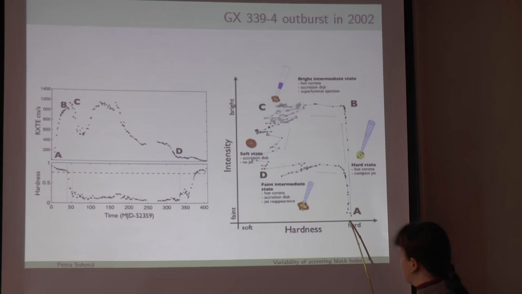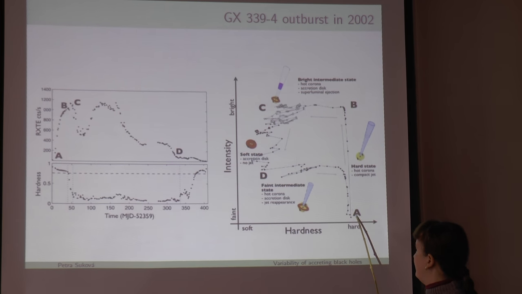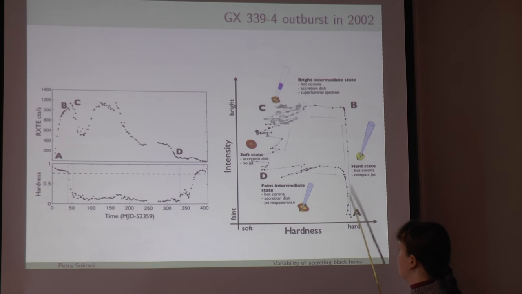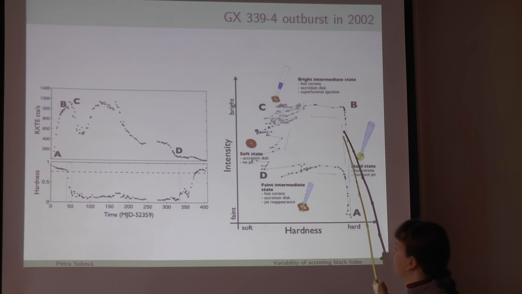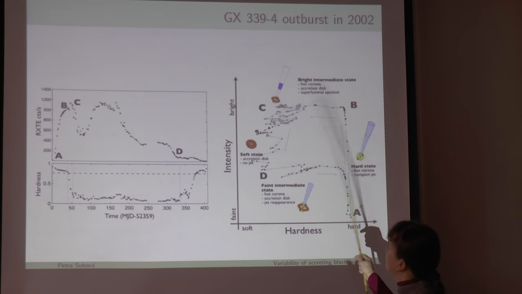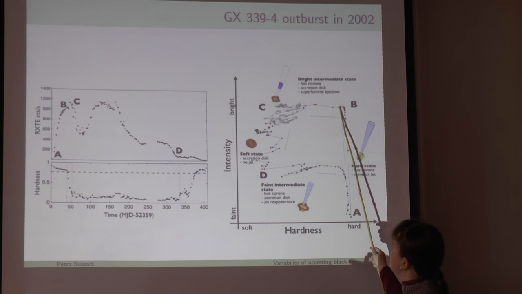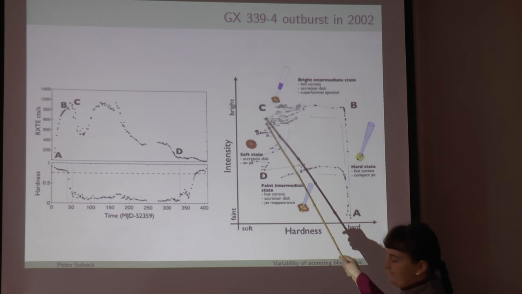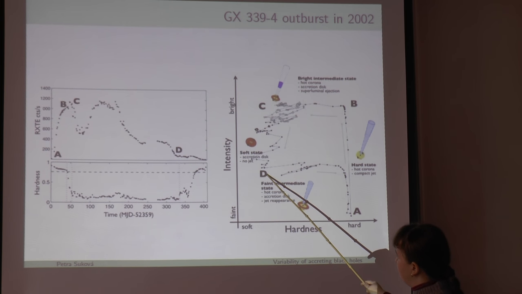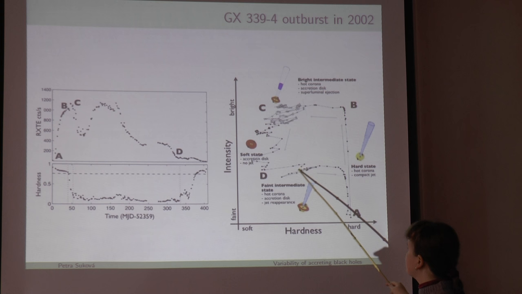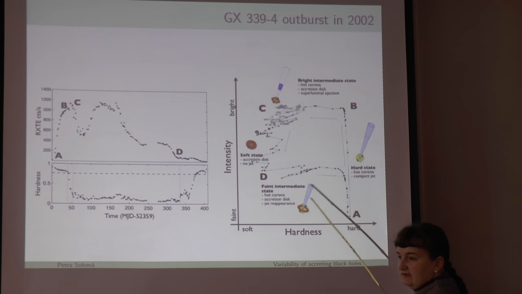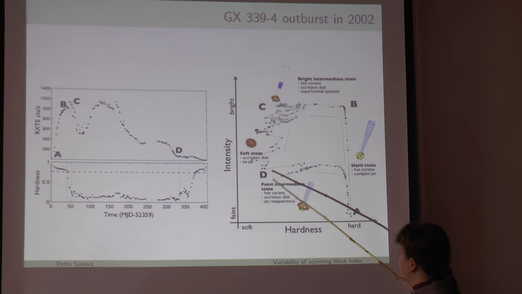So it starts with a hard state, a very faint hard state. Then the luminosity rises while the source is still in the hard state. Then at the top of the luminosity, the source moves to the soft state. Then it does something here and goes down in luminosity. And then it returns back to the hard state, but on the second path with lower luminosity.